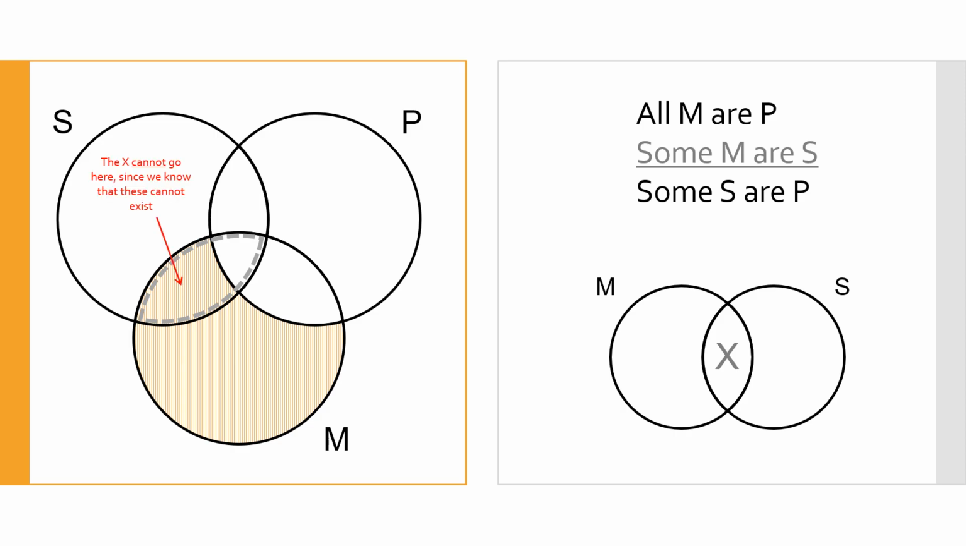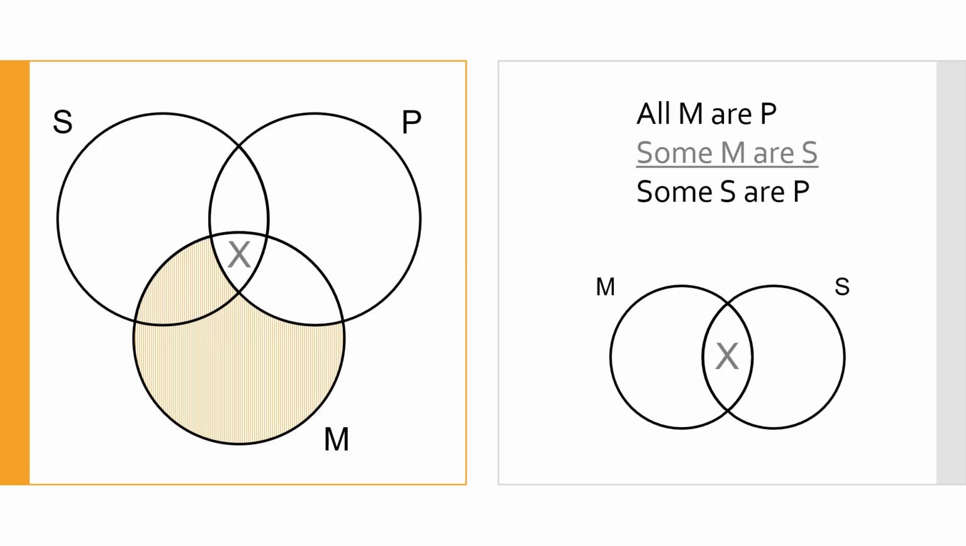So notice what the universal has done for us. The universal has actually taken part of the section we're looking at, and it's told us that that can't exist. Because remember, if something is an M but not a P, then it can't possibly exist according to the major premise. And so whether it's an S or not is irrelevant to us, but we now know that something that's an S and an M but not a P can't exist, because if something's an M, it has to be a P. So this shaded part there that the arrow is pointing to can't exist.